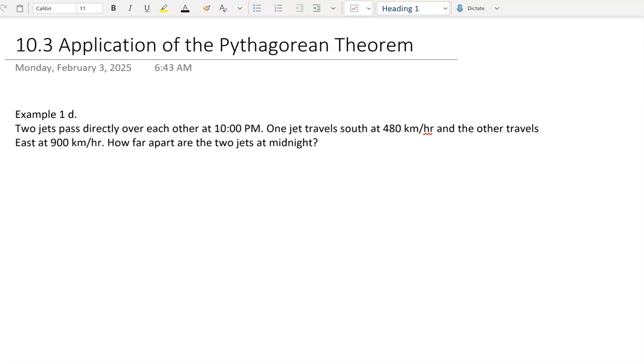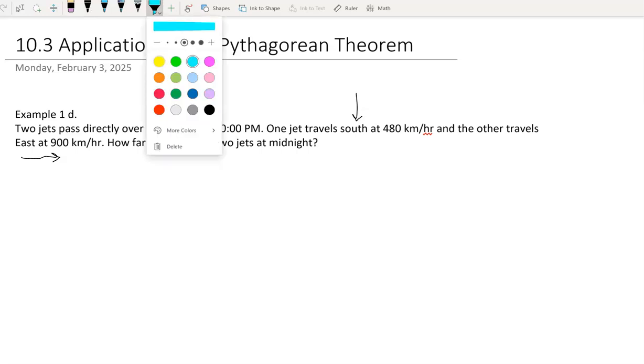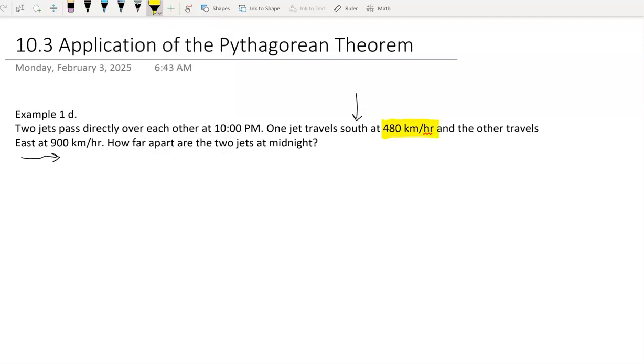So we have two jets pass directly over each other at 10 p.m. One is traveling south, so one of them is traveling this direction at 480 kilometers per hour, and the other travels east, so east, at 900 kilometers per hour. So we've got some important information here. 480 kilometers per hour, 900 kilometers per hour. How far apart are the jets at midnight?